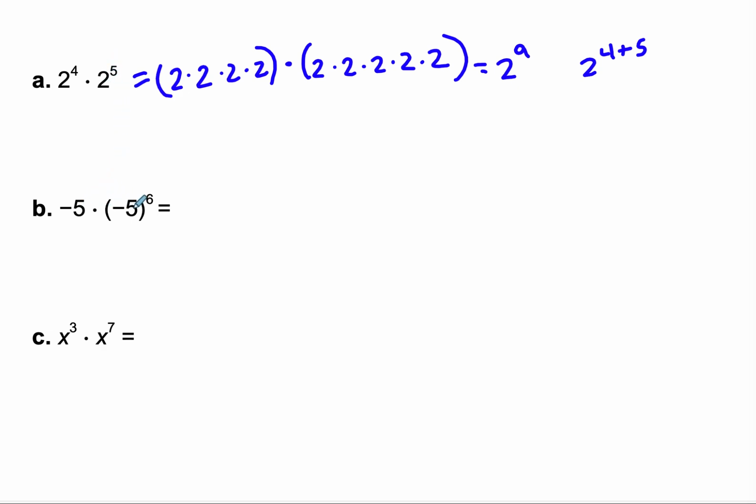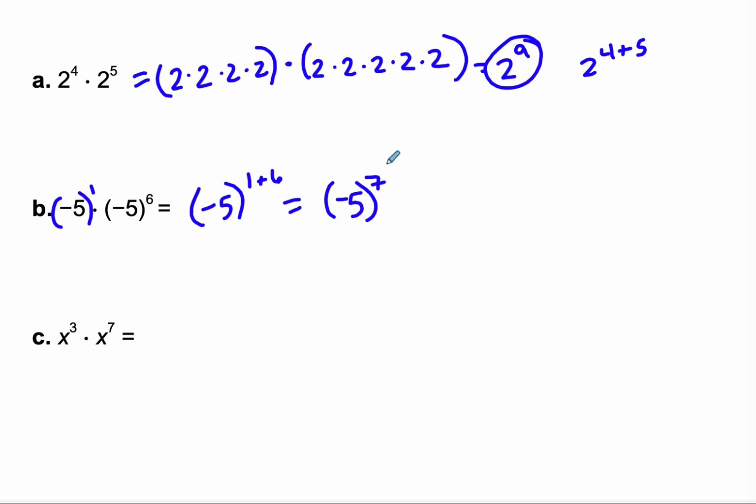All right, let's see. -5 times -5 to the 6th power. Well, -5 by itself is like -5 to the 1st power. I only have one of them. So now I'm going to add those together. -5, and I'm going to do 1 plus 6. That's going to give me -5 to the 7th power. Those parentheses are very important. Make sure they're there in your answer. All right, so this was 2 to the 9th power. This is -5 to the 7th power.